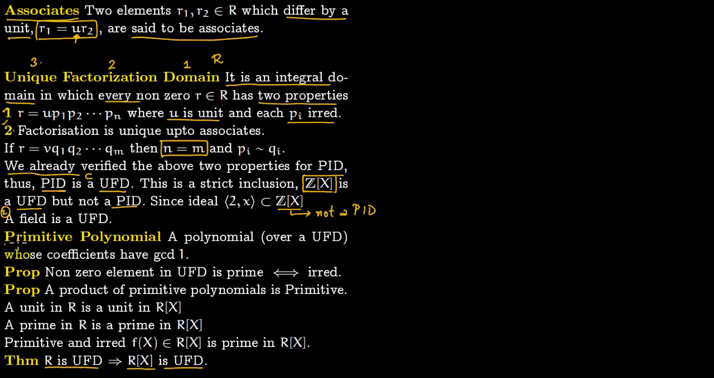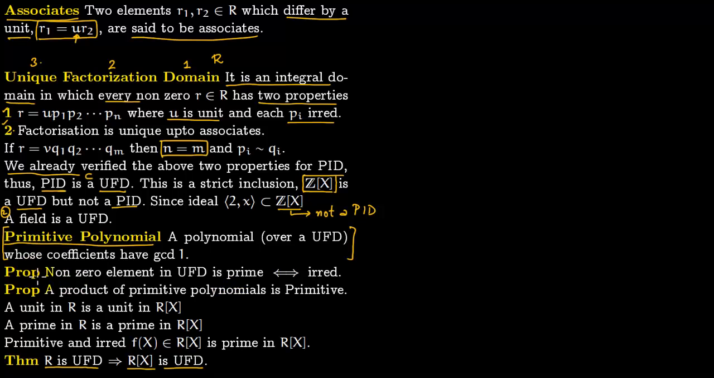So first, let us define primitive polynomial. It is a polynomial over a unique factorization domain whose coefficients have greatest common divisor 1. That is, you just have a polynomial, but its coefficients do not have any factor in common. Obviously 1 will be a common factor, but other than 1 there is no common factor between the coefficients. If you have such a polynomial, it is called a primitive polynomial. So this we are going to use.